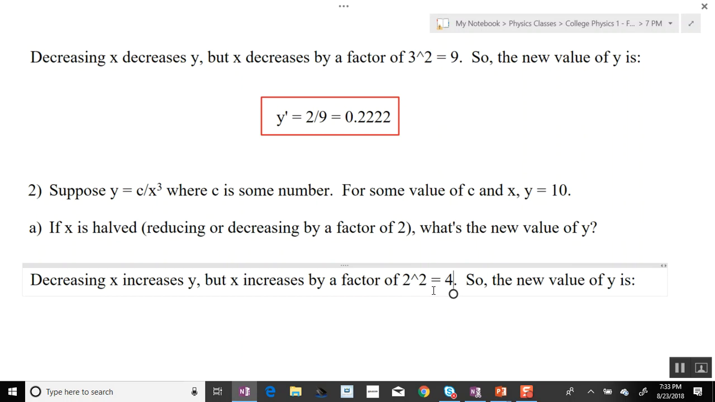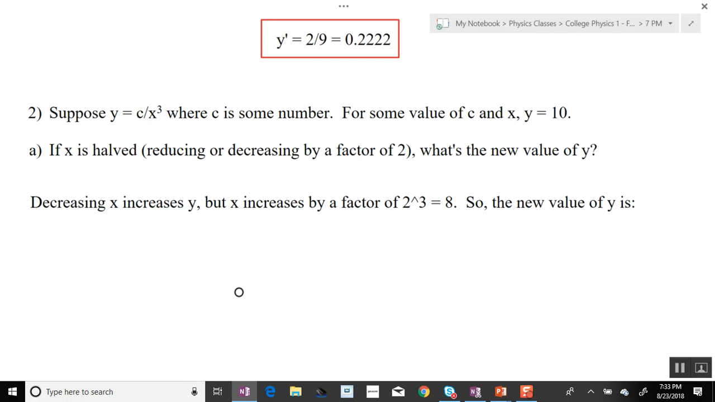So it's not just 2, right? So we're having it, right? Decreasing it by 2, but it doesn't increase by 2. What does it increase by? 2 cubed, right? Which is 8, right? So it would go up by 8. So what would the new value of y be? Yeah. So the new value of y is the old value of y, which was 10, or the initial value of y, times how much it goes up by, which is 8, right? So that's the new value of y.